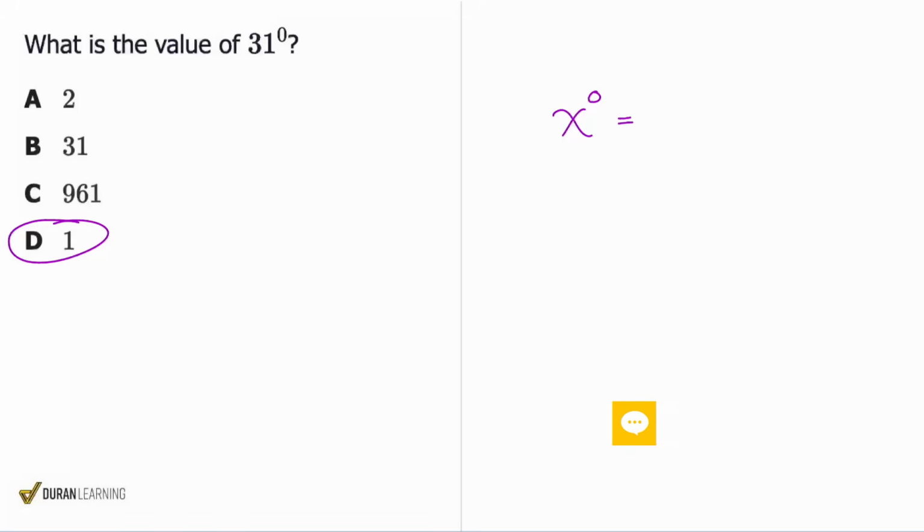Again, anything to the power of 0 is 1. It could be x to the power of 0, that's 1. Could be 99 to the power of 0, that's 1. Regardless, answer choice D is correct.